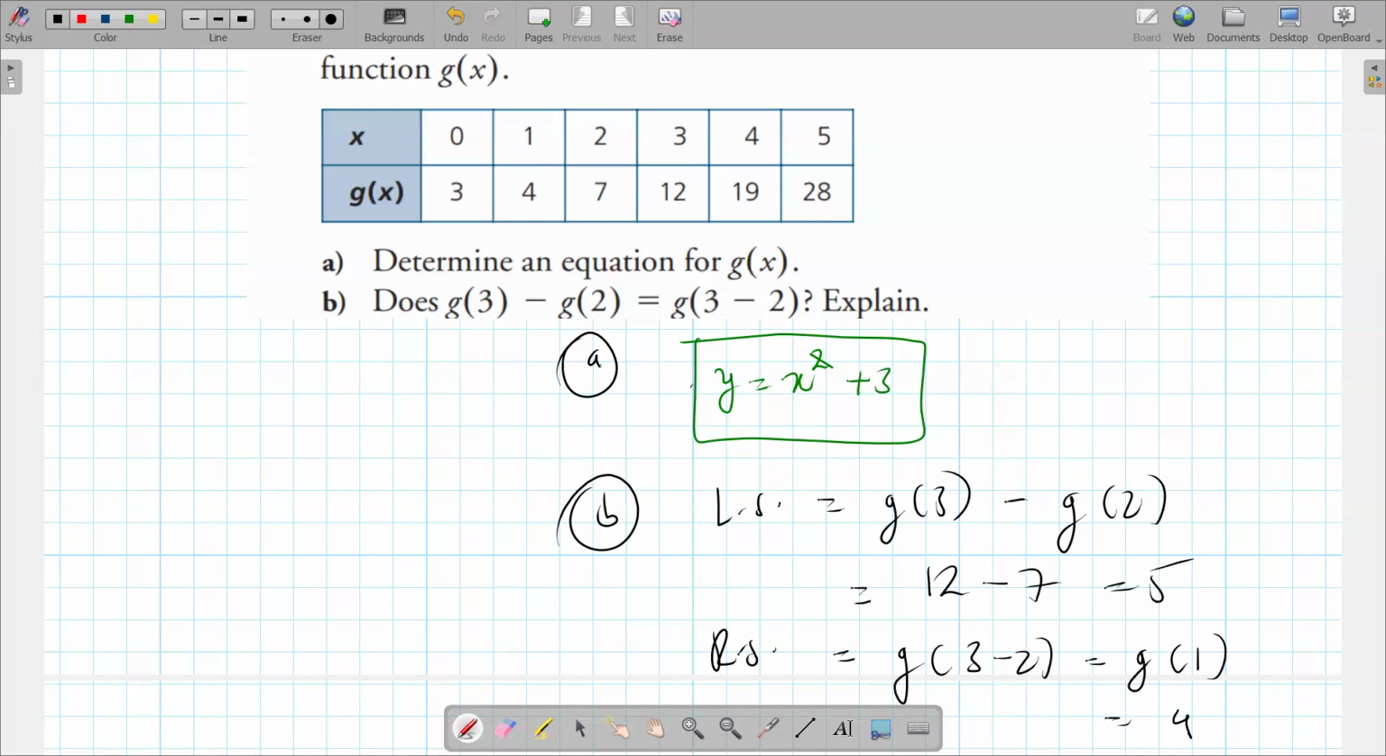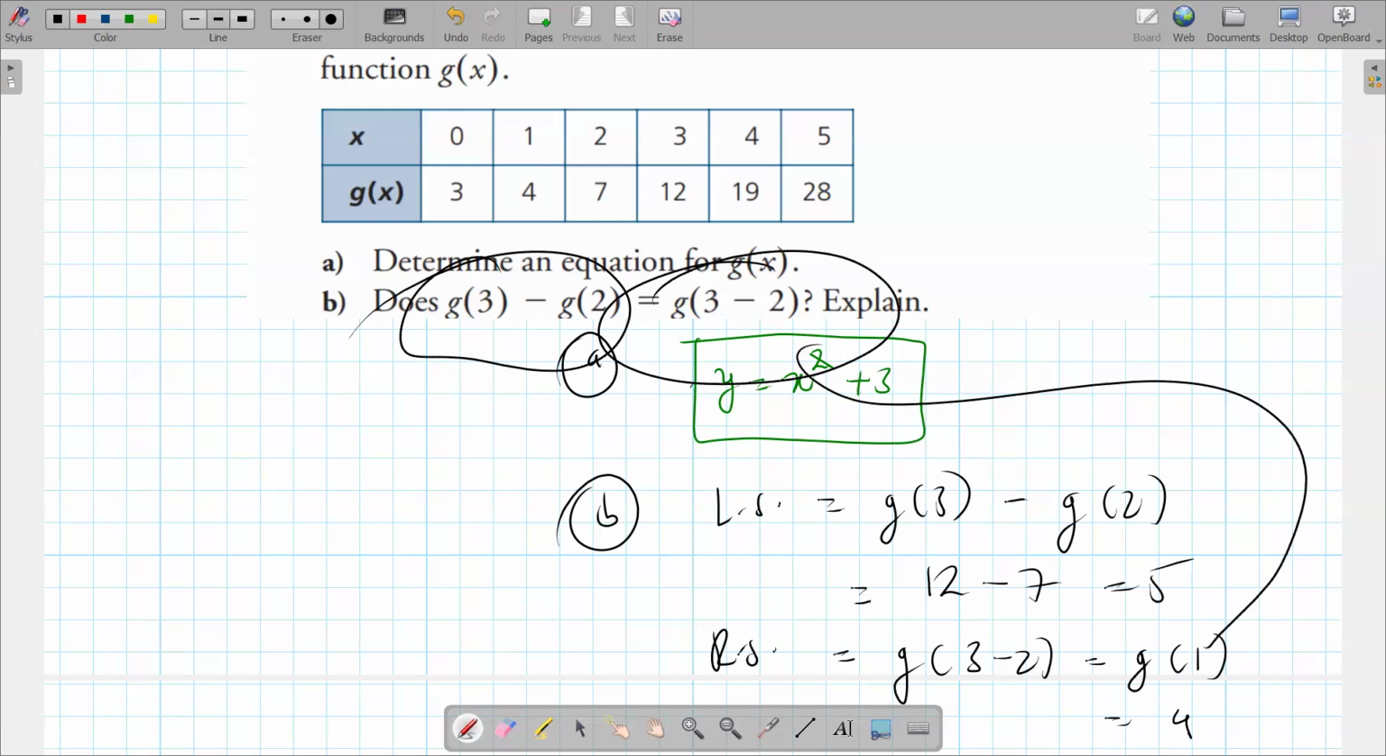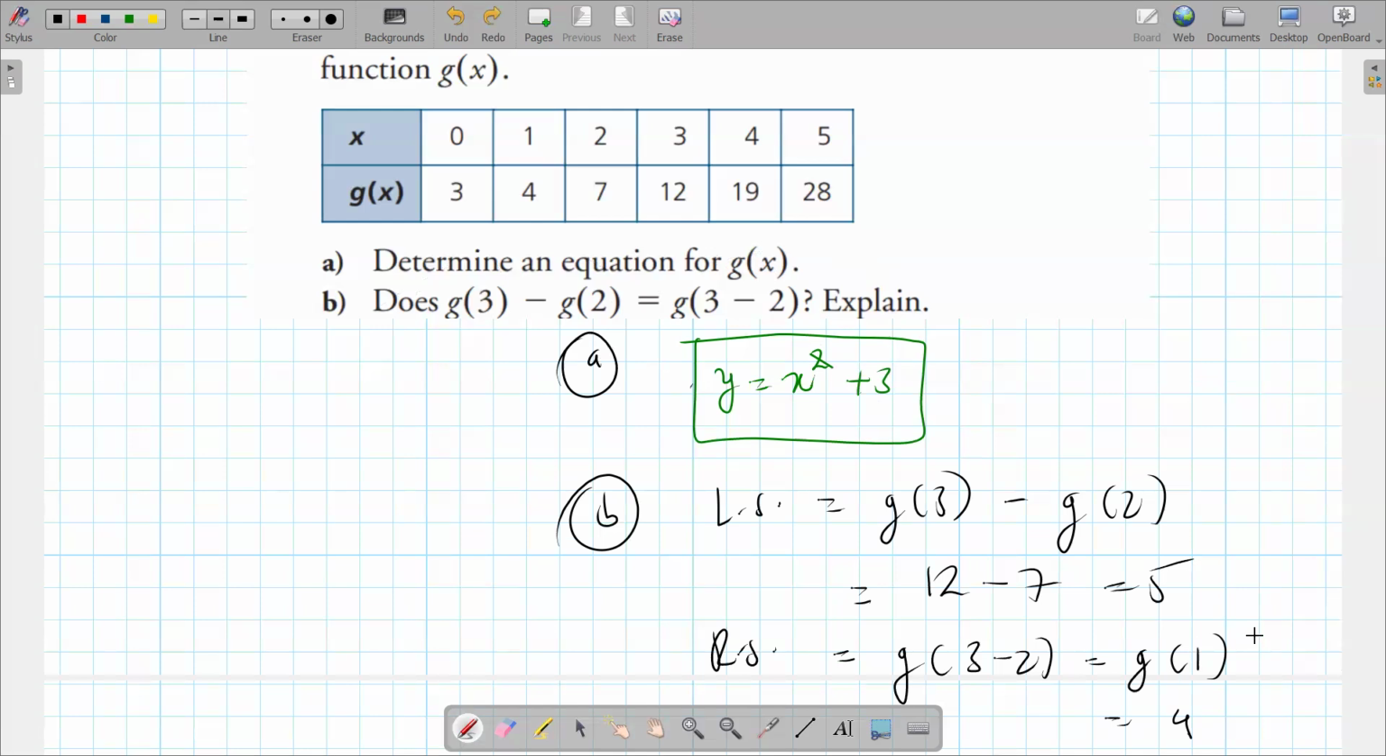So on the left side, we have a 5. On the right side, we have a 4. So they're not equal. Cool? That's it. So this, you want to do it, it's BEDMAS, right? So you have to do the brackets first.